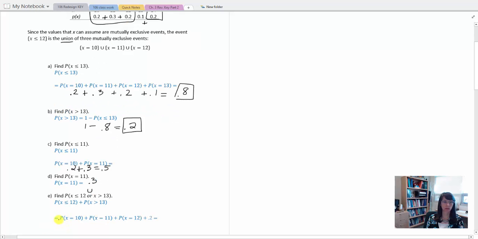So we can see that individually we are adding the probability of x equal to 10 to the probability of x equal to 11 to the probability of x equal to 12, and then 0.2 comes from our probability of x equals 14. So we have 0.2 added to 0.3 added to 0.2 added to 0.2, and that total is 0.9. We have one more example of calculating probabilities using a discrete probability distribution.